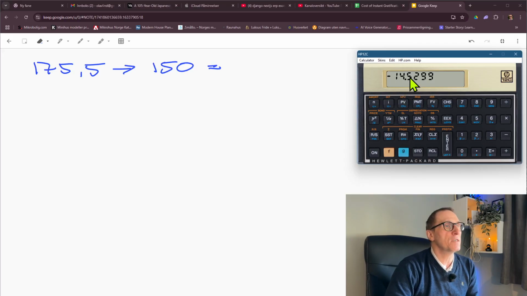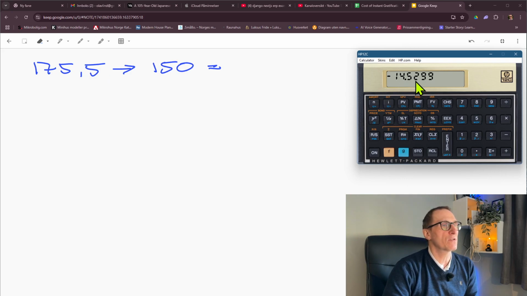That is 14.53% lower. 150 is 14.53% lower than 175.5. So 175.5 minus 14.53% is 150.